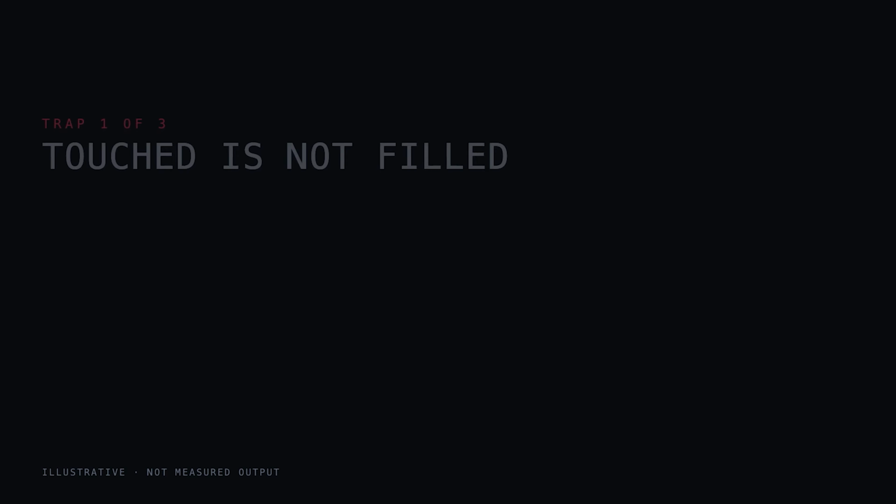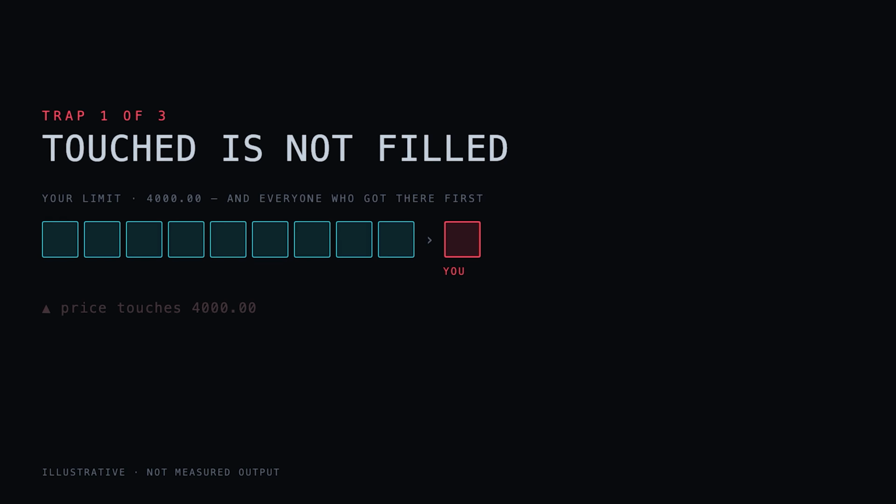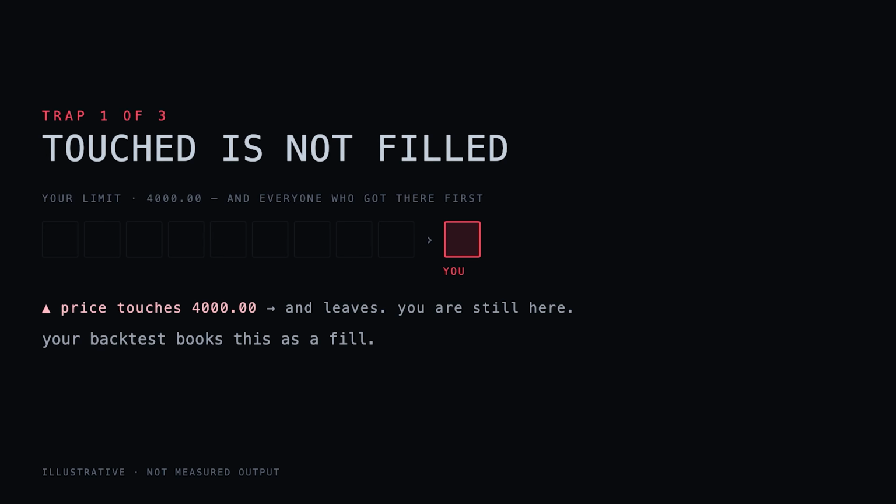The first is touch is not filled. Your order sits at a price and the market comes down to touch it. Backtests typically say it's filled, but reality says there is a queue of other participants at that price and you're at the back of it. Everyone in front gets filled and the market leaves without you.